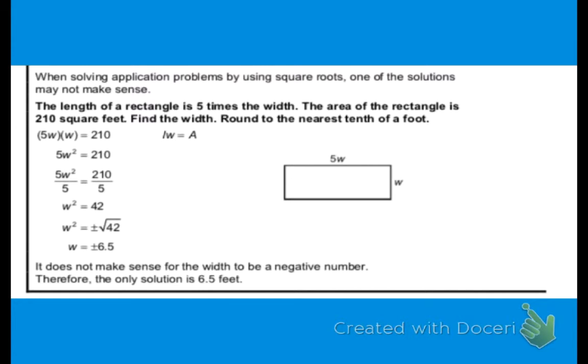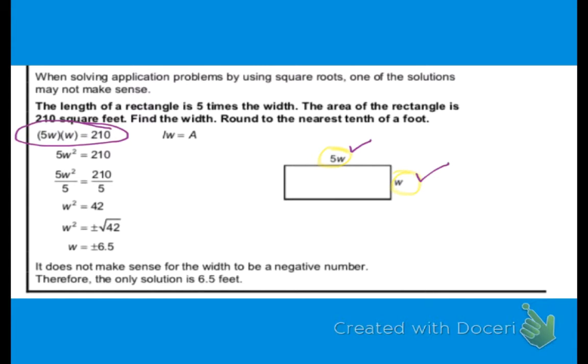So in this question, the length of a rectangle is 5 times the width. So this is the length here, and this is the width, and you can see that the length is 5 times what the width is. The area of the rectangle is 210 square feet. So you can see over here they wrote an equation that expresses the area, because length times width is the area. So they took the length, which is right here, and multiplied it by the width, which is here. And we know that it equals 210.